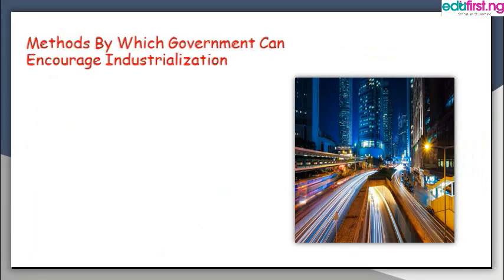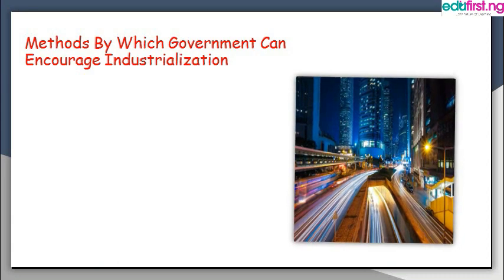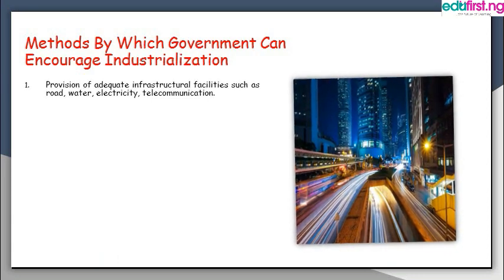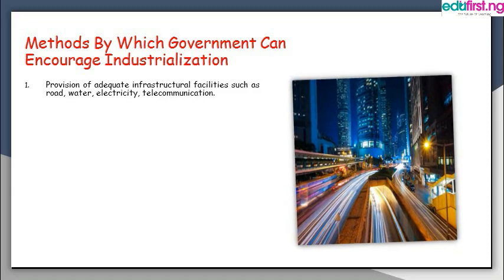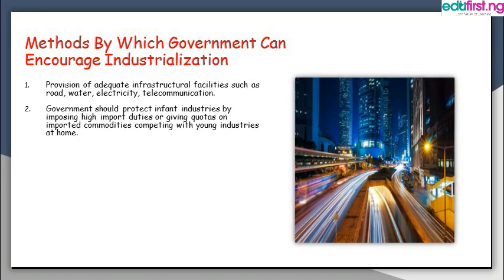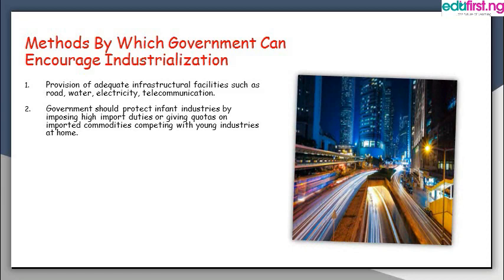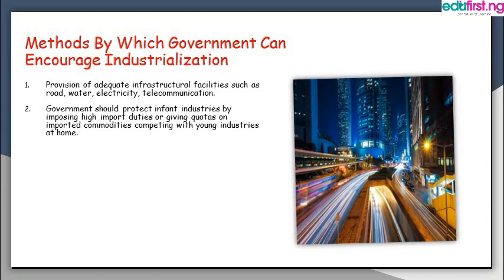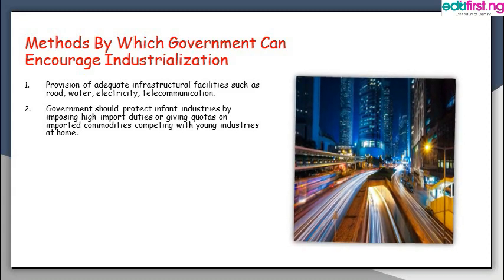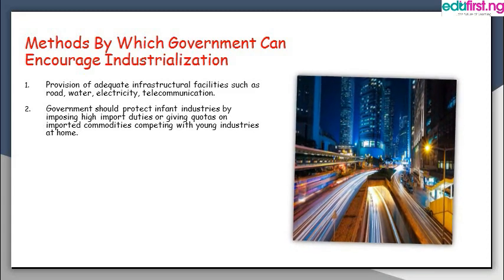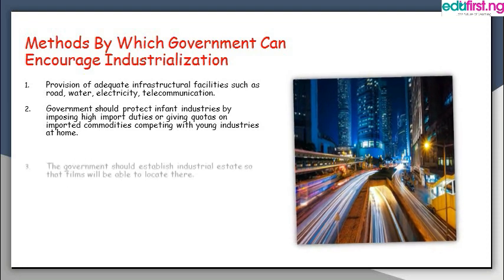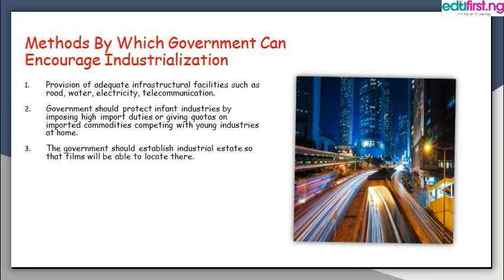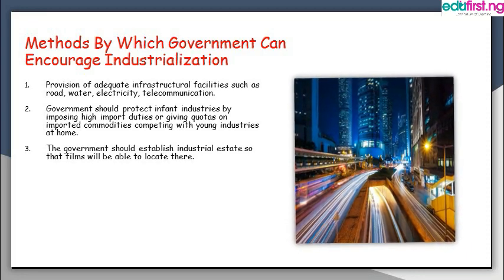Now, what are the methods by which the government can encourage industrialization? One is through the provision of adequate infrastructural facilities, such as good roads, water supply, electricity, telecommunication, etc. The government could also protect infant industries by imposing high import duties on imported commodities so that the young industries at home will be able to grow when there is no competition, people patronizing imported goods over the locally made goods. Number three, government could establish industrial estates so that firms can locate there.